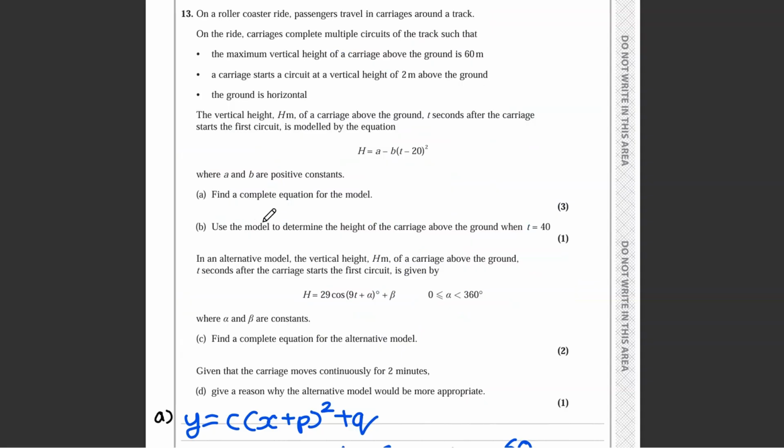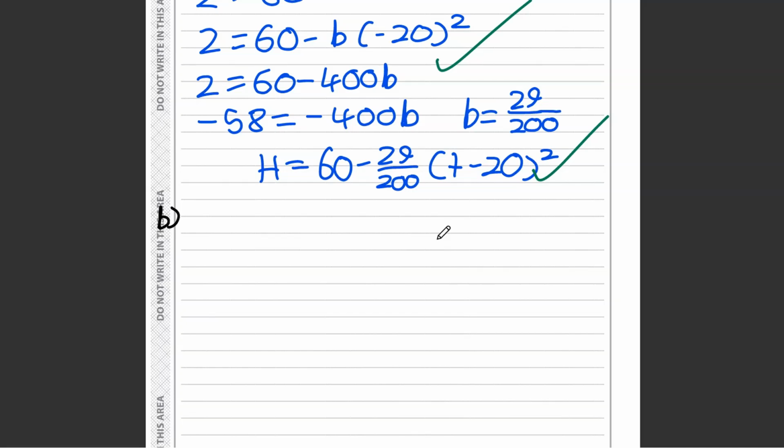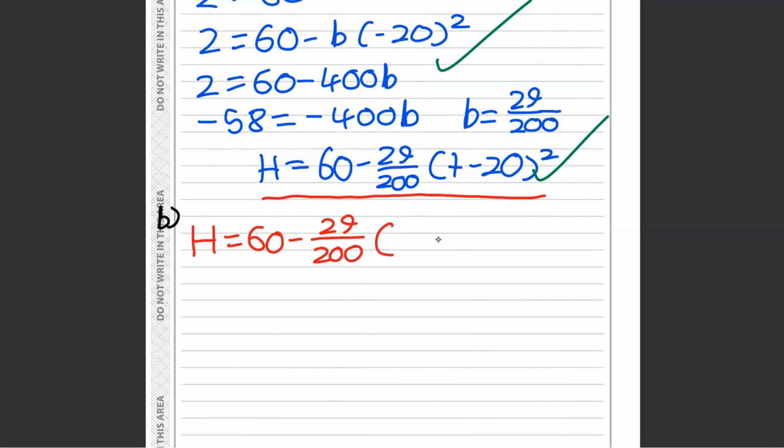Okay, and then for part B, we need to use the model to determine the height of the carriage above the ground when t is equal to 40. So all we're just going to do here is sub in t is equal to 40 into our equation that we found here. So this is going to be h is equal to 60 minus 29 over 200, and then for t here we're subbing in 40, so it's going to be 40 minus 20 squared. So therefore h, if you put this into your calculator, is equal to 2. So h is going to be 2 meters.